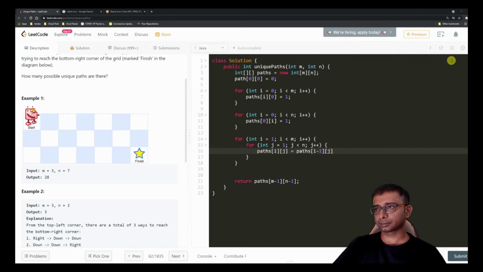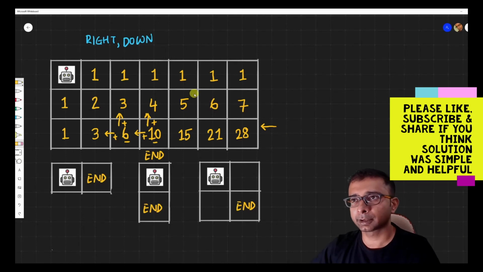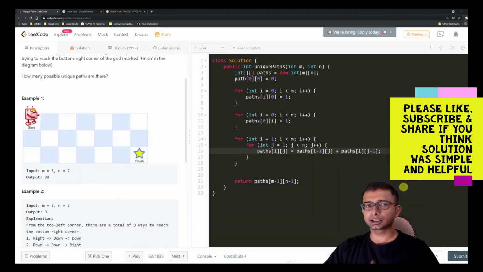So path[i-1][j], and for the other one, i will remain the same and j will be decremented by 1. That is, we are moving one column to the left, right? And this is how we are doing the calculation. That's what we did in our example as well. If you remember, we have been adding these two up for this cell over here, right? So yeah, this is what the solution is all about.